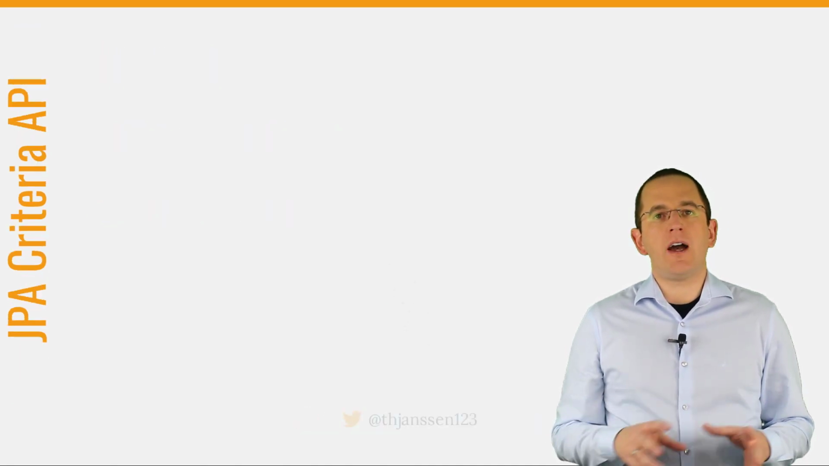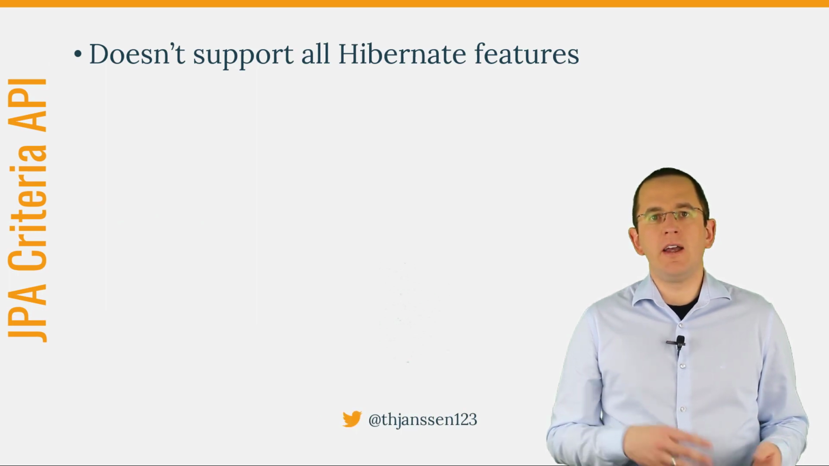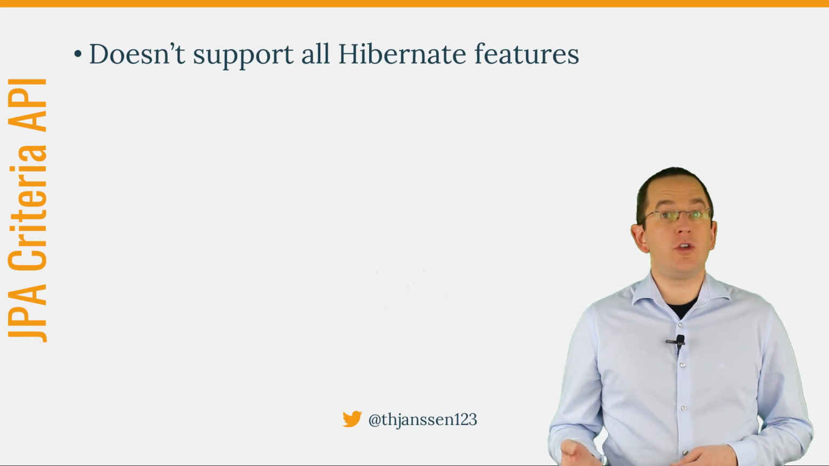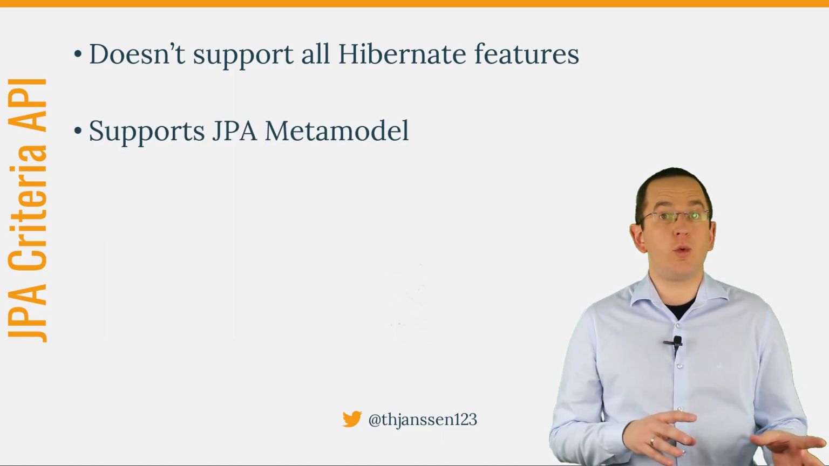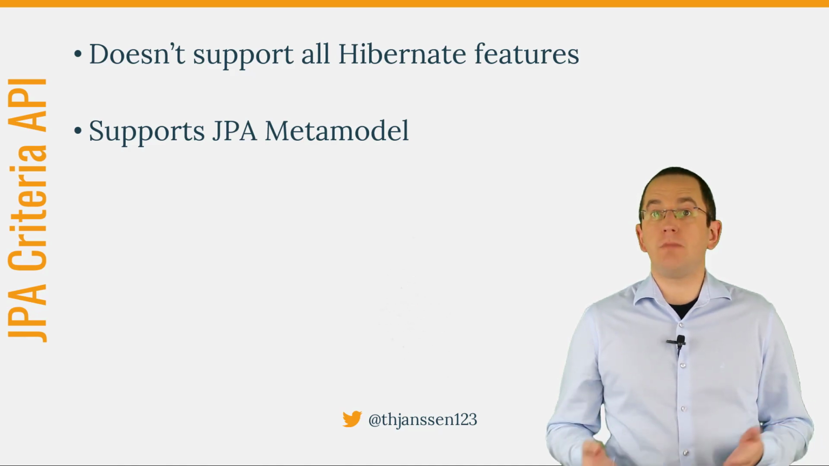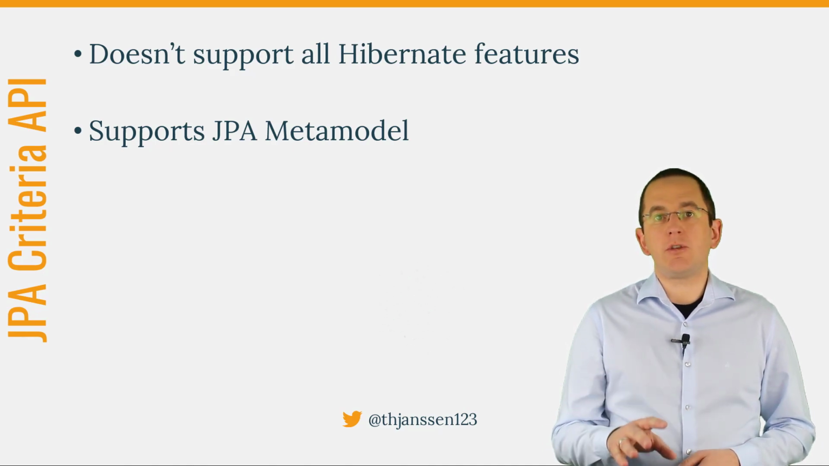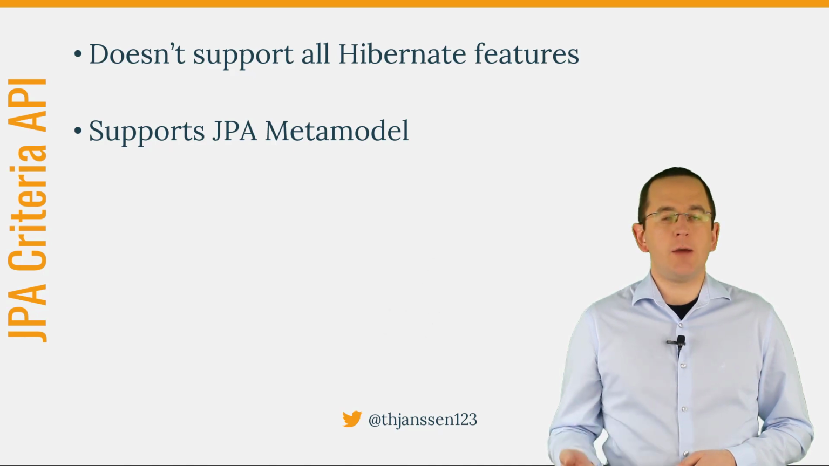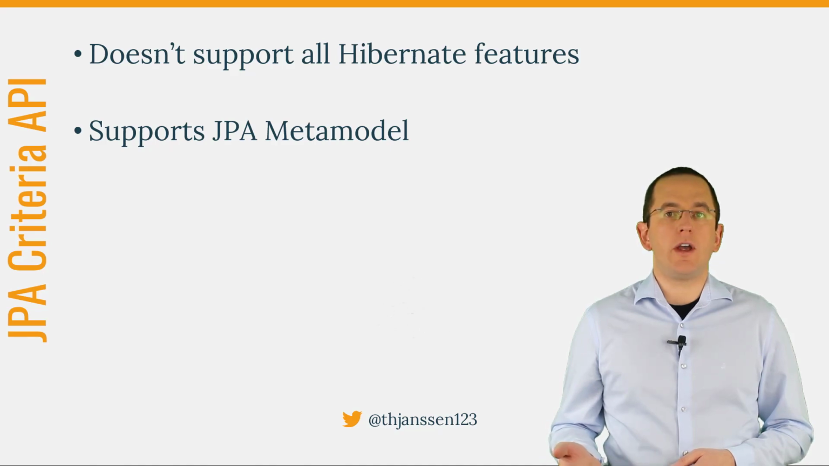JPA's Criteria API doesn't support all the features you might have used with Hibernate's API, but the migration will provide you a few other benefits. If you use JPA's Criteria API together with its meta model, you no longer need to reference entity attributes by their name. You can use the attributes of the generated meta model classes instead. That enables you to define your query in a type-safe way. It not only makes the definition of your query easier, it also makes a refactoring of your entity classes a lot easier.